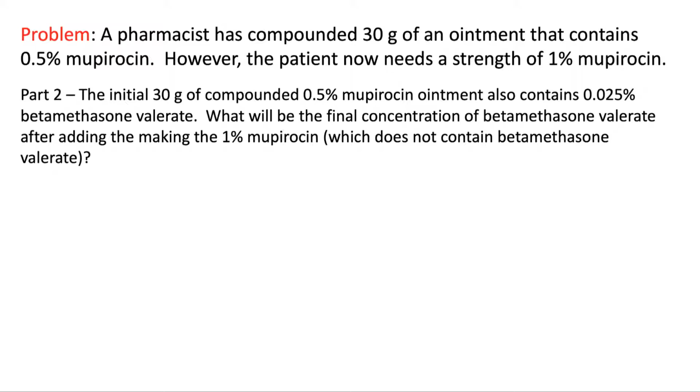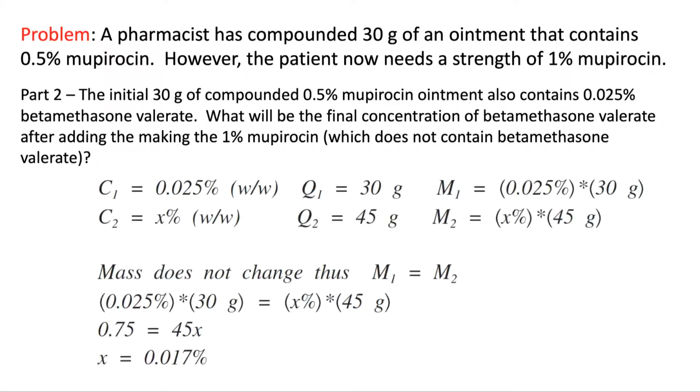So this is not an alligation question. Let's go back and solve this one. This is a dilution question, so let's solve it algebraically. We know the mass of the betamethasone before and the mass after didn't change, although the concentration does. So let's set this up using our C times Q equals mass kind of algebra.